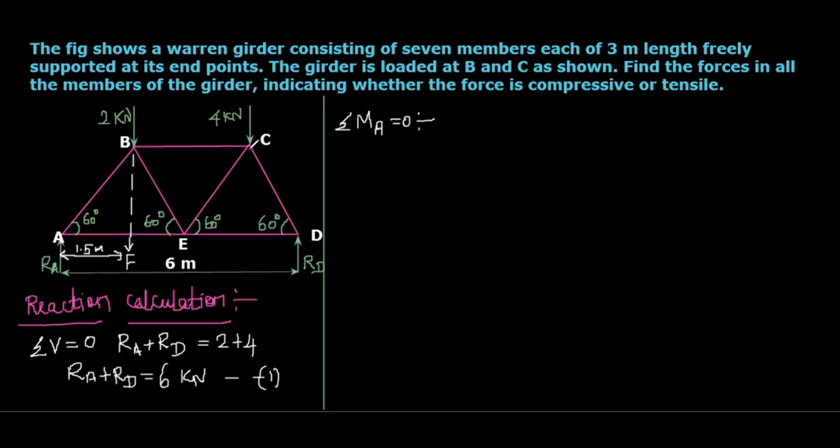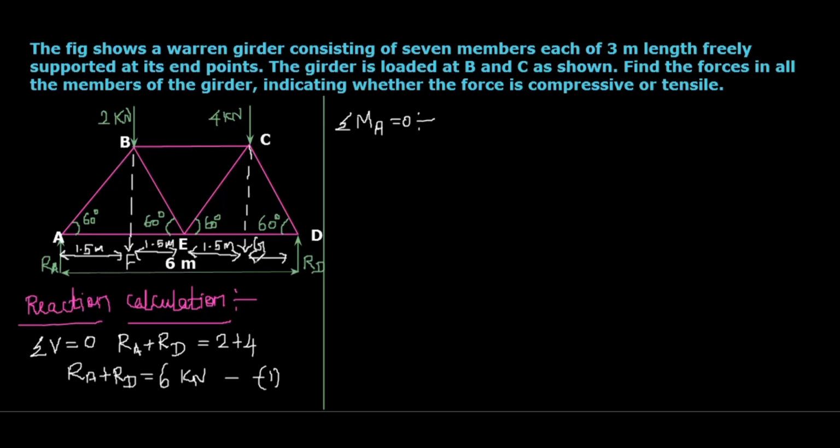Same way, this point C is also considered acting anywhere in the line of action of the force. So this 4 kilonewton can be considered at this point, that means G also. So when you split this, all the segments will become 1.5 meters.